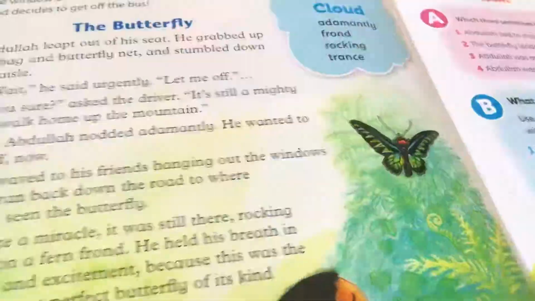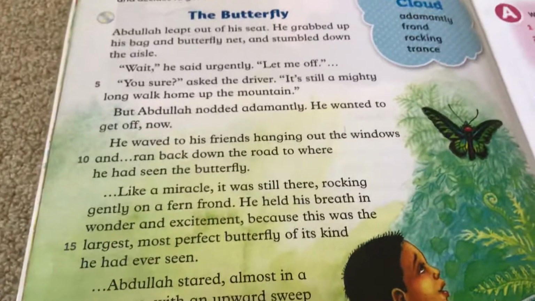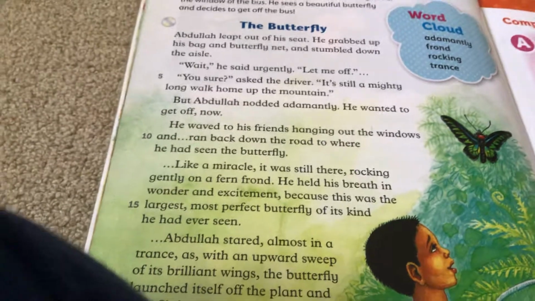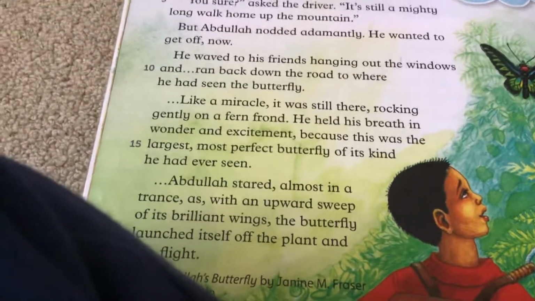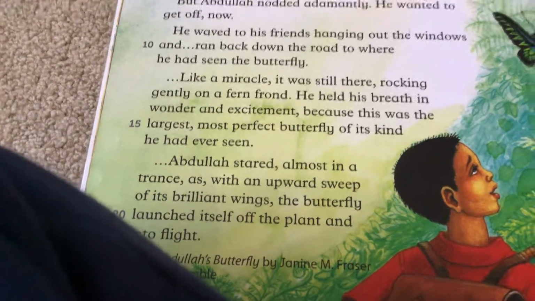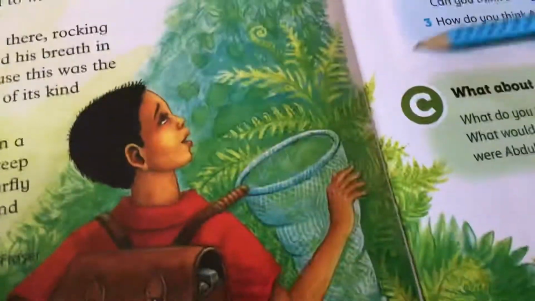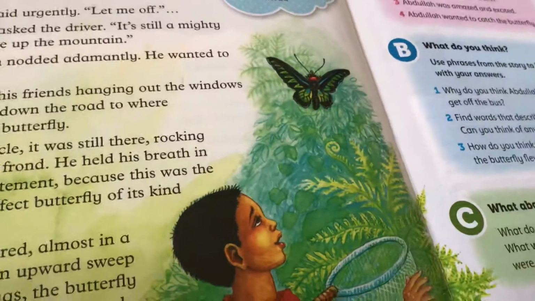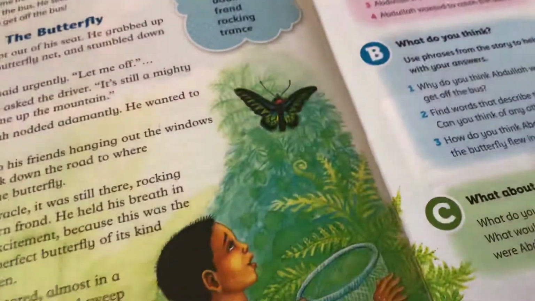He waved to his friends out the window and ran back along the road to where he had seen the butterfly. Like a miracle, it was still there, rocking gently on a fern frond. So this is a fern. I'm not sure about it. Oh, that's a fern.